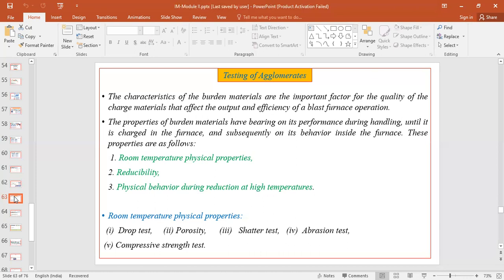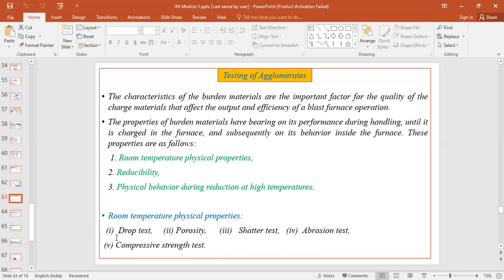So we have some tests which we need to perform for these agglomerates, both for sinters as well as pellets. Once the pellets or sinters have undergone these tests, and if they sustain, then we can say these agglomerates have good quality, so we can utilize them in the blast furnace as iron bearing material. There are high temperature tests as well as room temperature tests which we are supposed to perform for these agglomerates.